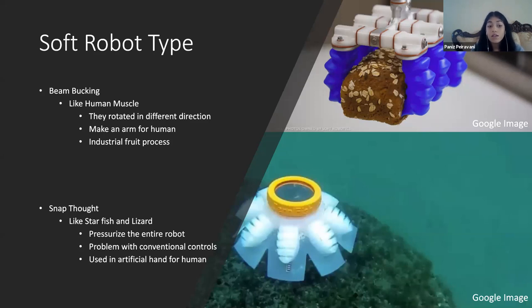The next one is snapshot. It pressurizes the entire robot, and it's like a glove. As you can see, it's like a glove hand, and we can make an artificial human hand with this type of robot. Next, my groupmate Justin will talk about the tethered and untethered soft robots.